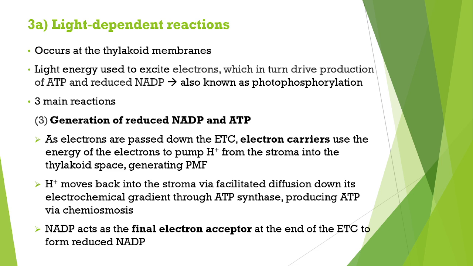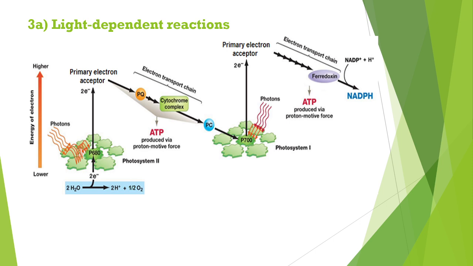Then at the end of the electron transport chain, we have this thing called NADP, which accepts the electron, and it serves as the final electron acceptor. So then we get reduced NADP. All right, so at H1 level, you don't need all these details. This is really too much.